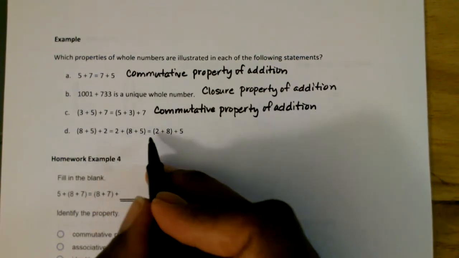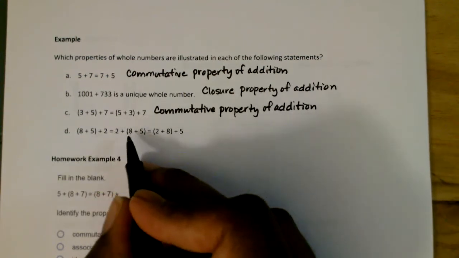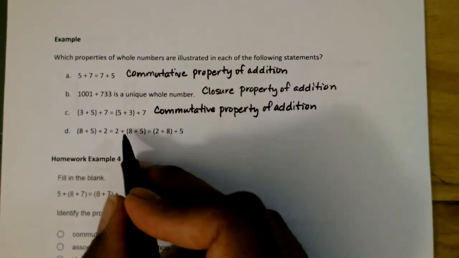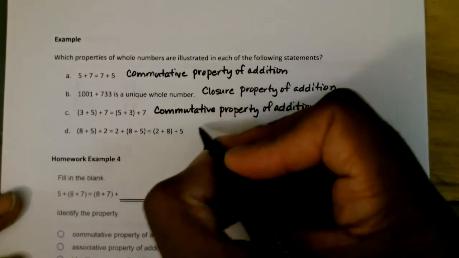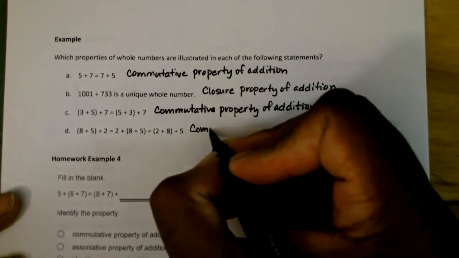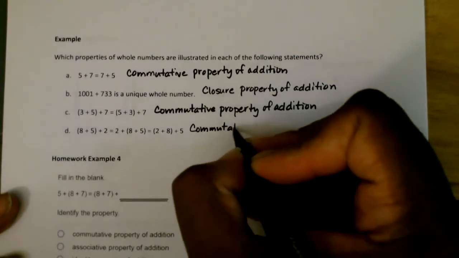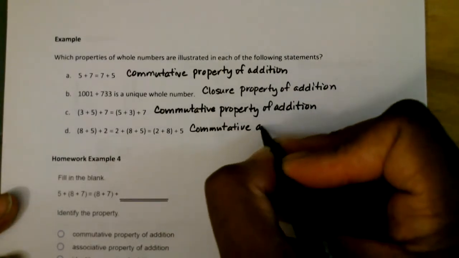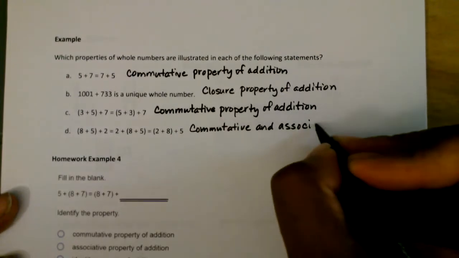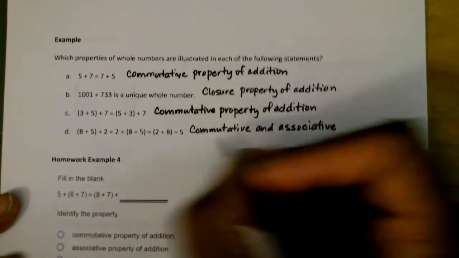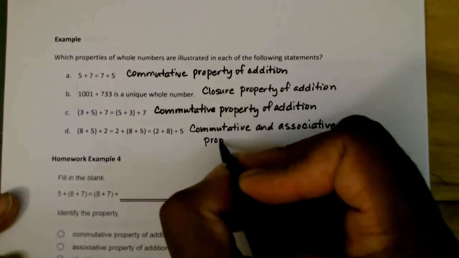And then from here to here, the grouping of the 2 and the 8 is different from the 8 plus 5. So there are two properties going on. One is the commutative property, and associative properties of addition.